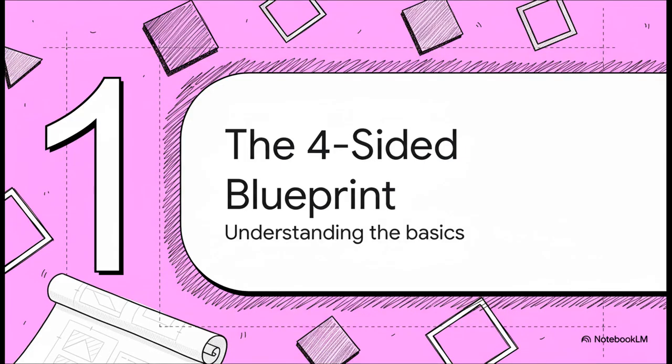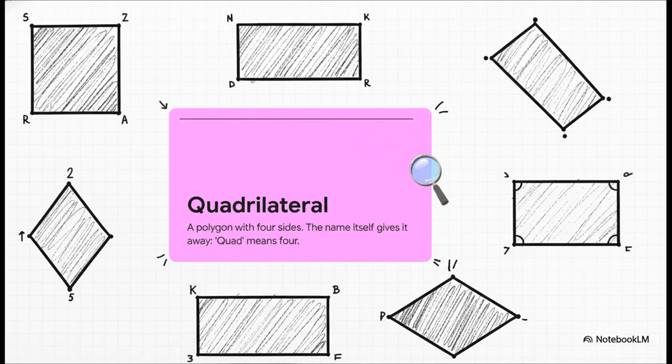Okay, first things first, we gotta lay the foundation. We're gonna start with a super simple blueprint that every single shape we talk about today is built from. And that's really it. At its heart, a quadrilateral is just any closed shape with four straight sides. That means four sides, four angles, and four corners, which we call vertices. It's as simple as that.